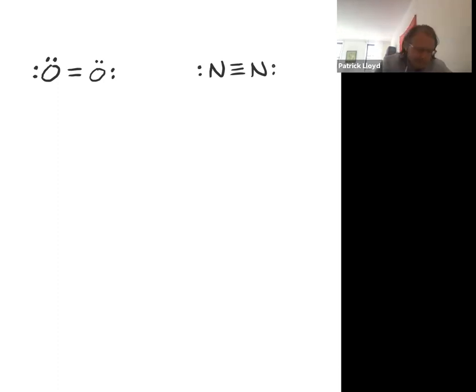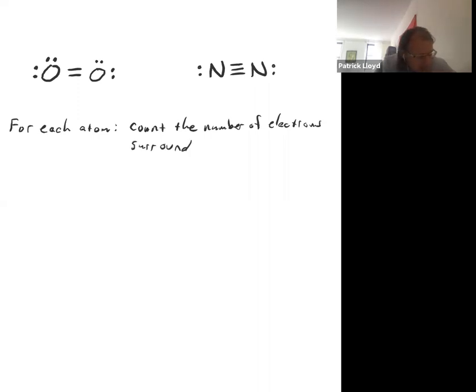And now here's what I'm going to do. For each atom, count the number of electrons surrounding its symbol. So for each atom, let's take this oxygen atom over here on the left. How many electrons does it have surrounding it? I'm going to start over here. Well, you got 2 right there. So that's 2. Here's another 2, so that's 4. Here's another 2, so that's 6. Here's another 2, that's 8. So that oxygen on the left has 8 electrons.